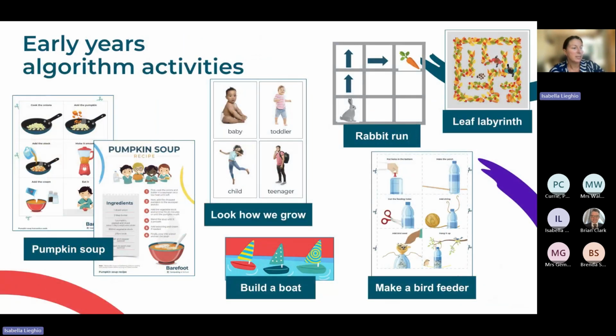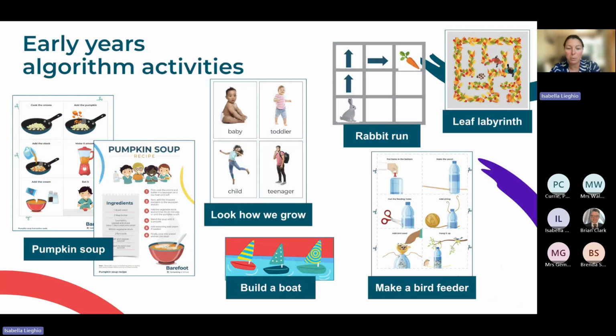We also have, as you might expect, lots of activities within those early years sets to develop along with pattern, but also algorithms. So you can see a few examples there on the screen. Pumpkin soup is a really lovely one from the autumn set, which goes really nicely with the pumpkin soup book. Children reorder the steps in a recipe and then make the soup if they like. But you can see there are lots of other examples of how we can start to think about teaching algorithms at that very early stage.